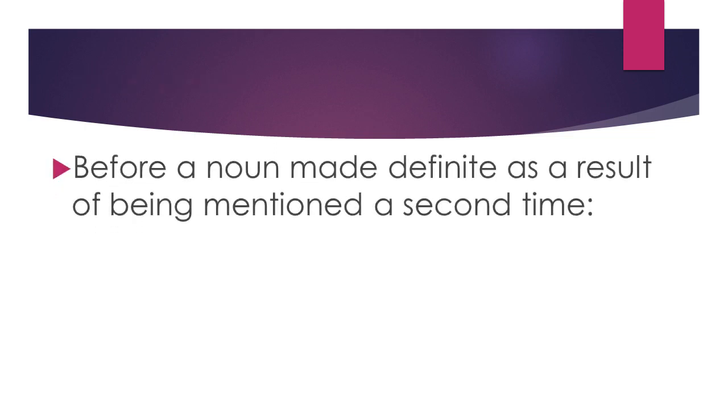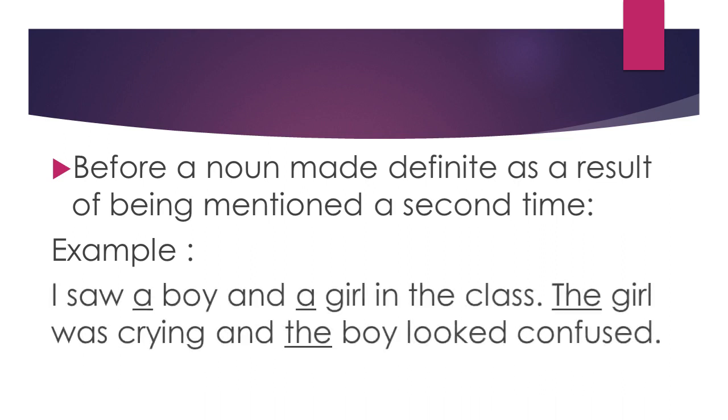Before a noun made definite as a result of being mentioned a second time. For example, I saw a boy and a girl in the class. Now here we are repeating the nouns girl and boy in the second sentence, so there we are using "the". The girl was crying and the boy looked confused. If we use the same nouns again in the second sentence, we use "the", because after using them in the first sentence, these nouns become known to us.